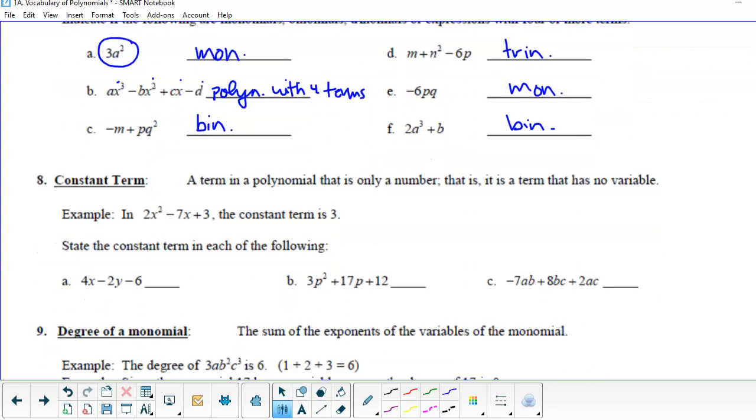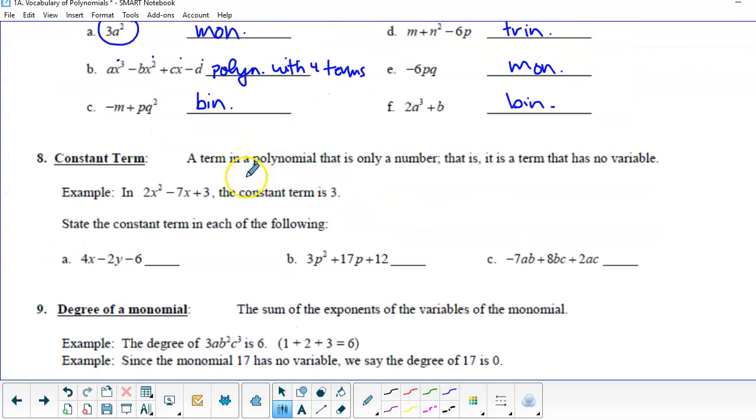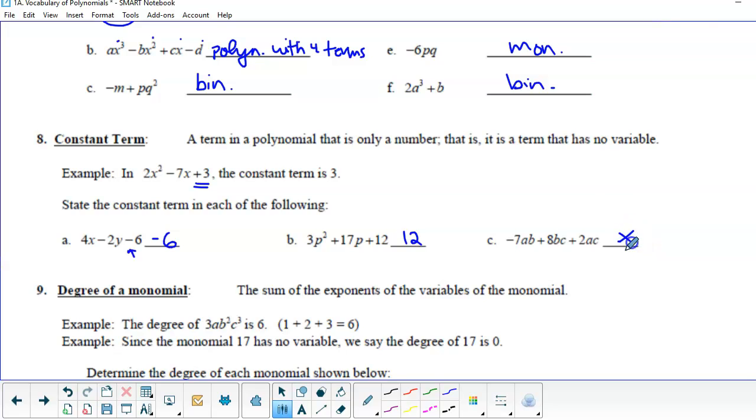Okay. Then a constant term just means its degree is 0, so there's no variable. So a term in a polynomial that is only a number, no variables, is called a constant term. So the constant term here is 3. All the other terms have variables. Constant term here, and same thing, you have to look at the sign in front. So that would be -6. Here, this would be +12, so we don't have to show the plus. It's understood. And here, there isn't one.